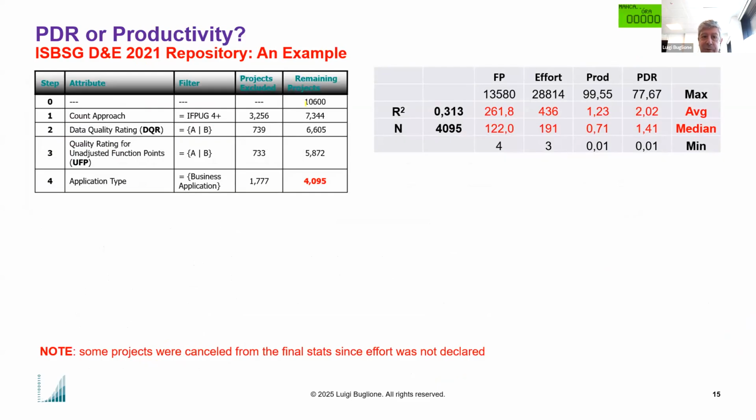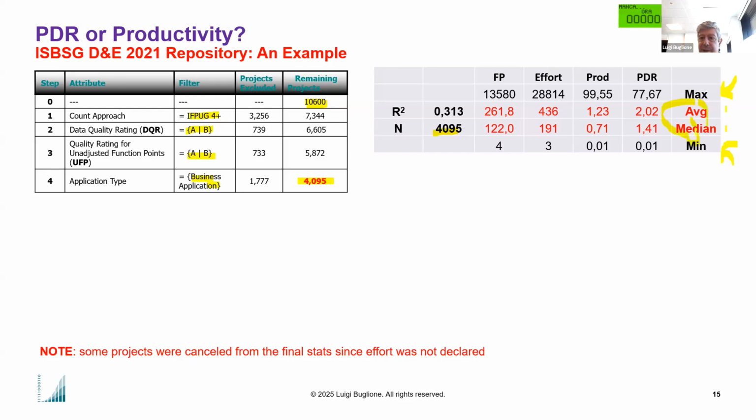But for instance, coming from this initial base, imagine declaring your count approach using the IFPUG method, selecting only the A and B data quality rating projects, using also another filter about the quality for function points, only A and B class, and then this application type. Moving from this number of projects, it is possible that you can build your own statistic. And it's important to look at a range, like in service level management, a maximum and a minimal value, and then an average and a median value.